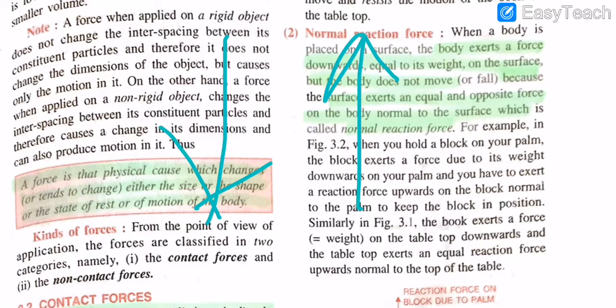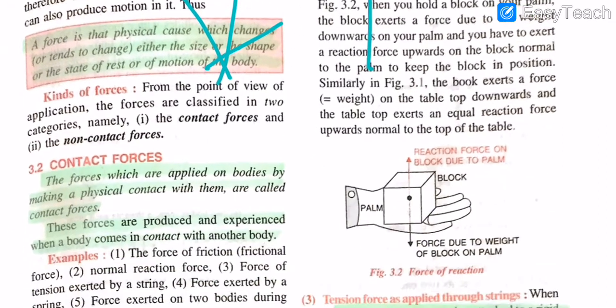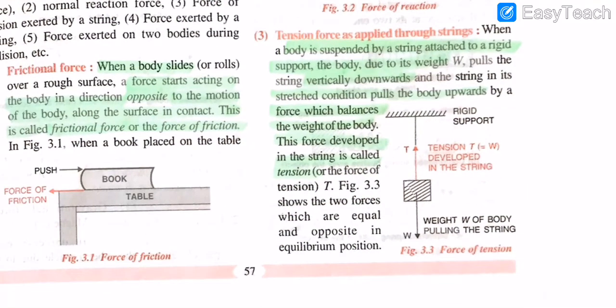Similarly, you have the tension force. Tension force is applied through strings. So when a body is suspended by a string attached to a rigid support, the body, due to its weight W, pulls the string vertically downwards, and the string is stretched. In a stretched condition, the string pulls the body upwards by a force which balances the weight of the body.